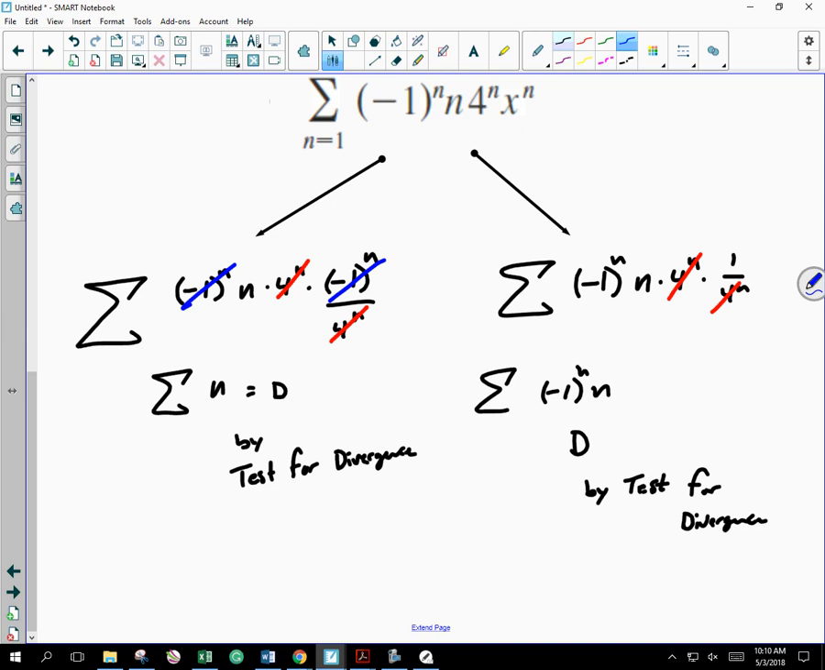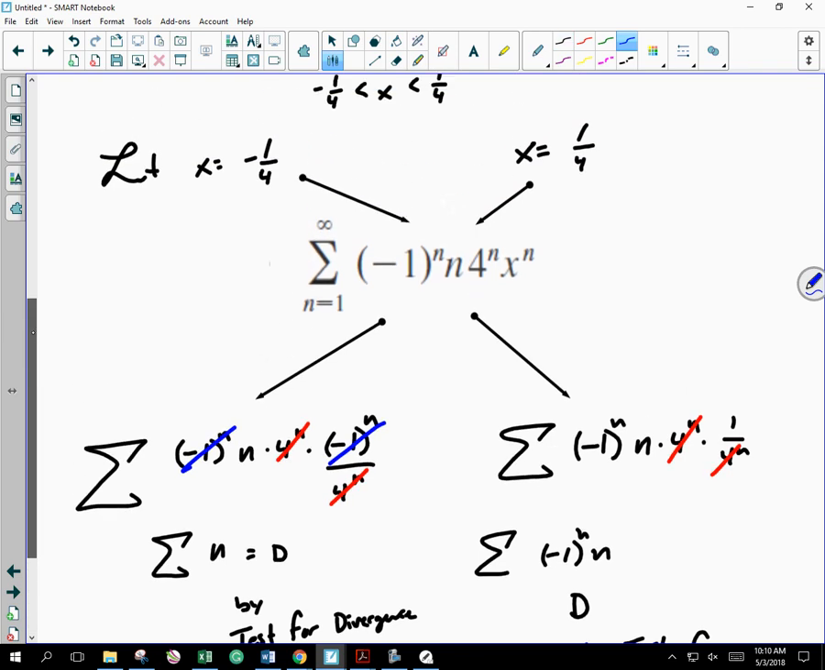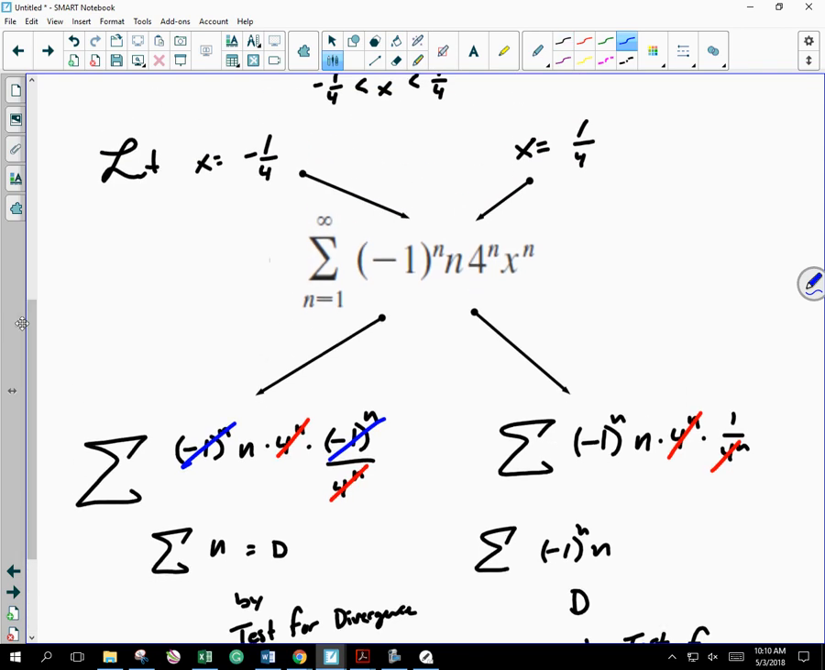Oh, so what's the final answer? It's this one. There were no equal signs. That's my final answer. If one of them converged, I would get an equal sign somewhere. They're not like terms.